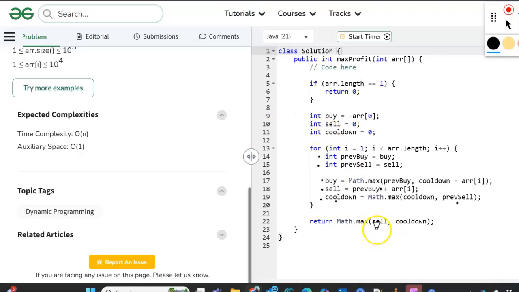Also, why isn't buy in here? Math.max of buy, sell, and cooldown. Well, on the last day, you can't maximize your profit by buying because you're never going to have an opportunity to sell. So all you can do by buying is reduce whatever profit you have. So we're looking at the max of sell and cooldown.